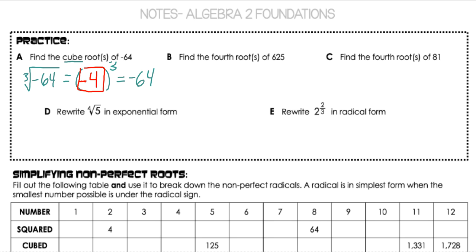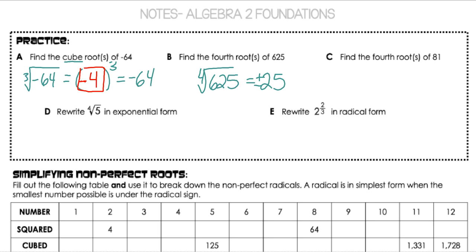B says find the fourth root of 625. So we've got the fourth root of 625. And when I take the fourth root of 625, I would get 5. Remember that when we take an even root of a positive number, we always get plus and minus. We get two real roots, so we want to make sure we include that.